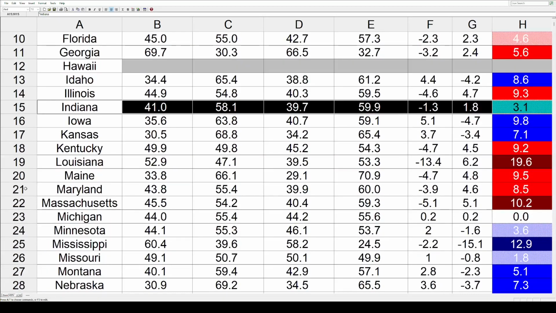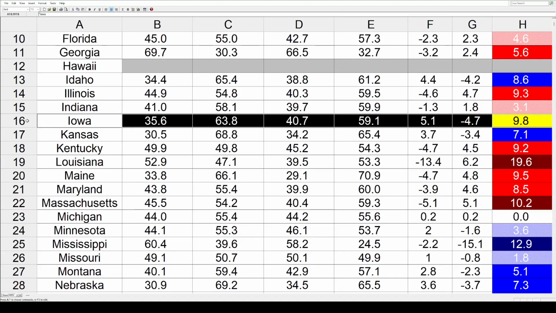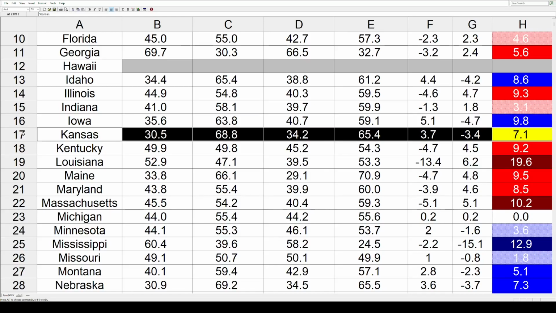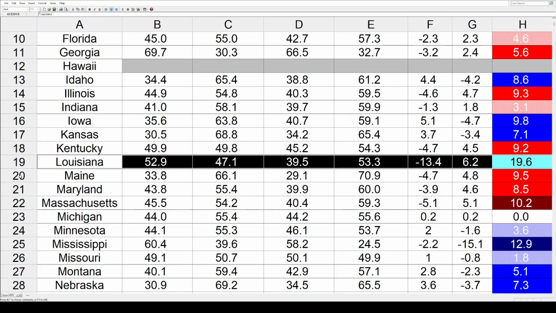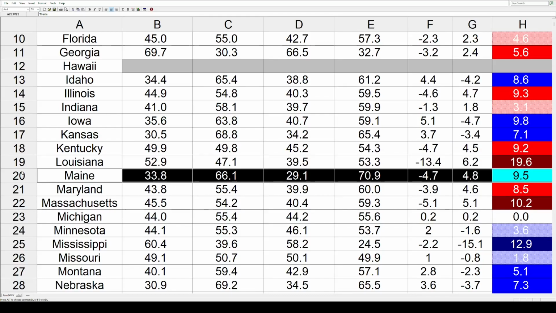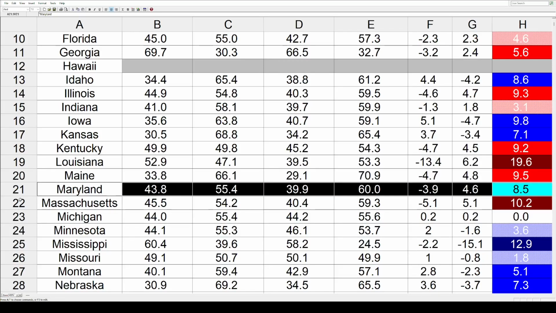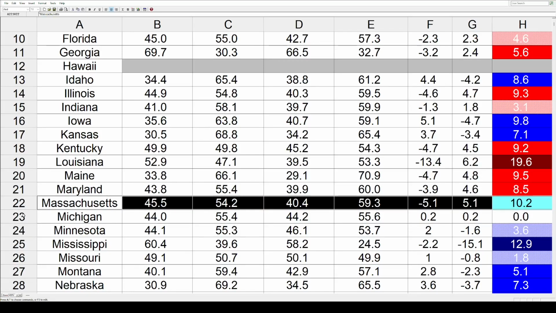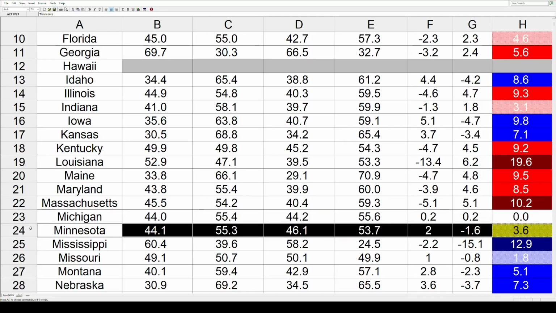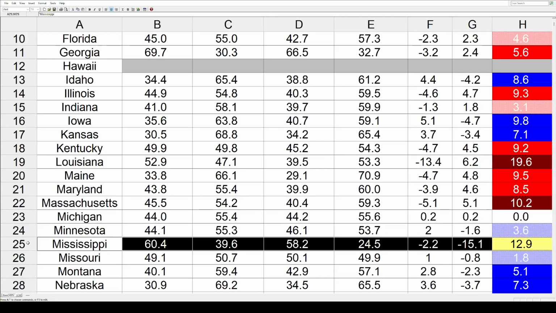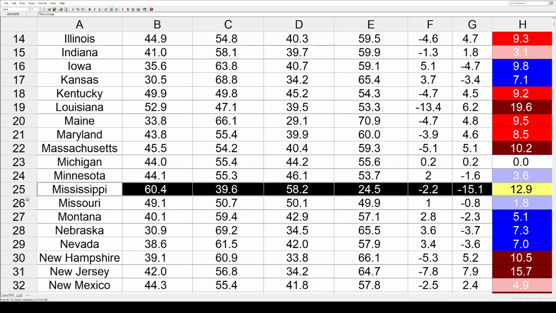Indiana, smaller red shift of 3.1. Iowa, back toward the Democrats by 9.8, and in Kansas by 7.1. Now we've got more red shifts. First in Kentucky, 9.2. Louisiana, big one there, 19.6. Maine at 9.5. Maryland, 8.5. Massachusetts 10.2. And take a look at Michigan. Both candidates gained 0.2%, so that resulted in no net change whatsoever. In Minnesota, they went toward the left by 3.6. Mississippi, bigger blue shift of 12.9.